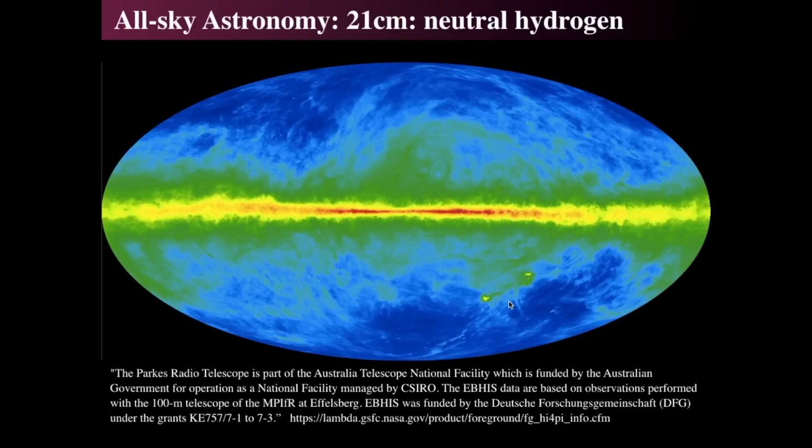Those are the large and small Magellanic Clouds, which are neighboring galaxies or orbiting galaxies of the Milky Way, and there's active star forming going on in both. So neutral hydrogen is where it's happening.